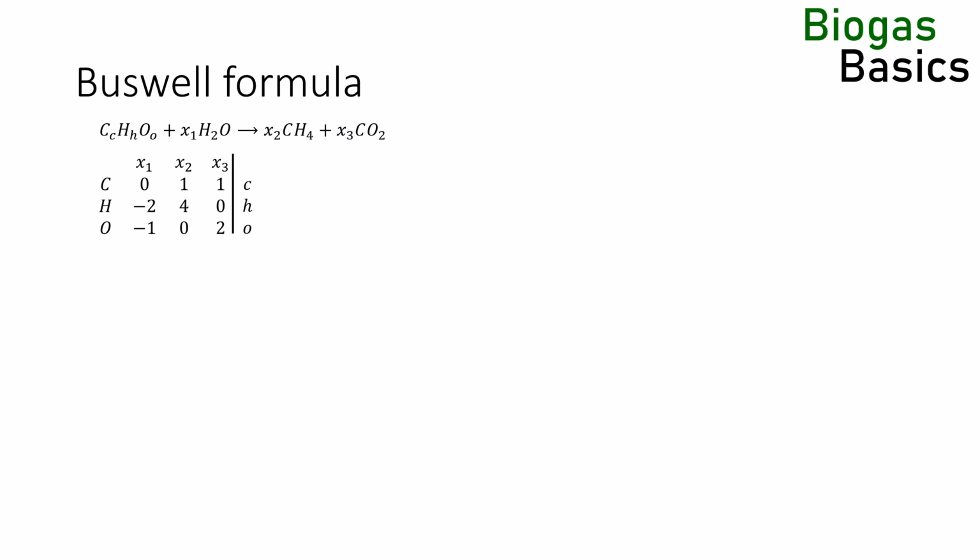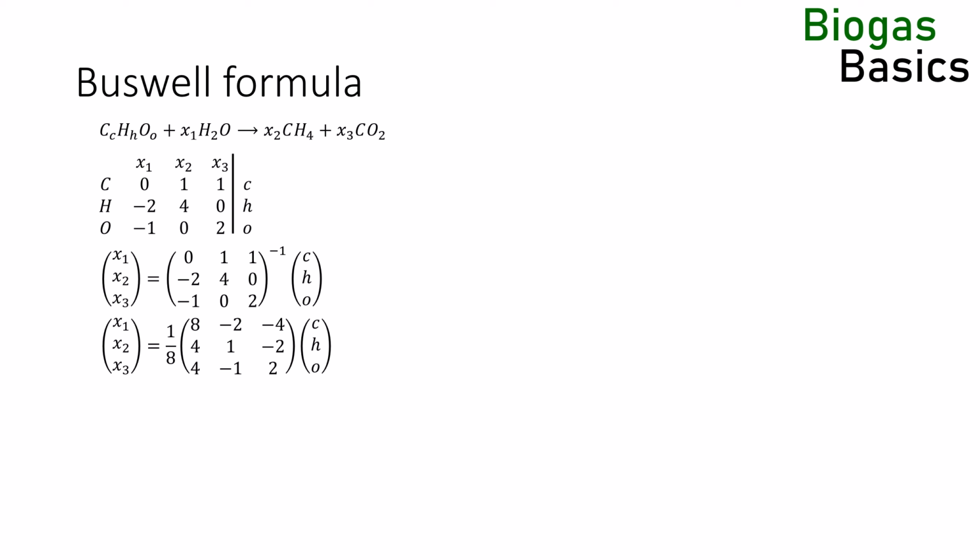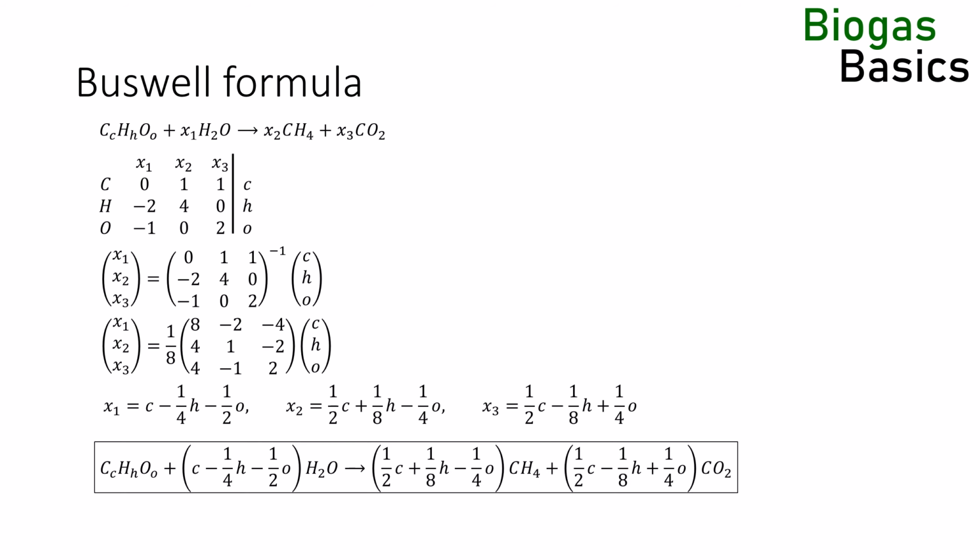Now to get to the unknown vector x, we must multiply the inverse of the matrix to the inhomogeneity or right-hand side. The solution is shown here. We can now calculate x1, x2, and x3 as a function of C, H, and O, the composition of the substrate. And then we can insert the factors into the equation above, and what we get is the Buswell formula.